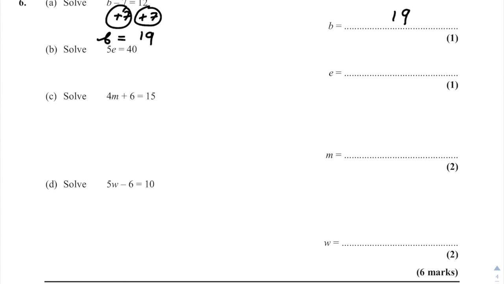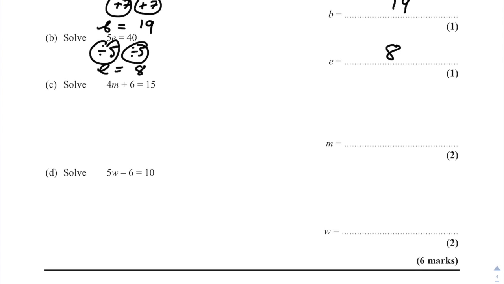So we've got 5e equals 40. So we divide by 5 on both sides. So this leaves you with e equals 8. So for C, we've got 4m plus 6 equals 15. So 4m, so we've got to take away 6 on both sides.